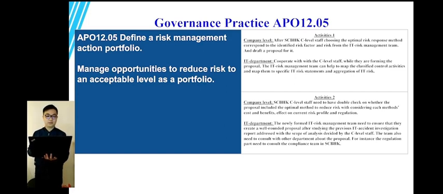The second activity is at the company level. The bank's C-level staff need to double check whether the proposal includes the optimal method to reduce risk, considering each method's costs and benefits, effects on the current risk profile, and regulation.